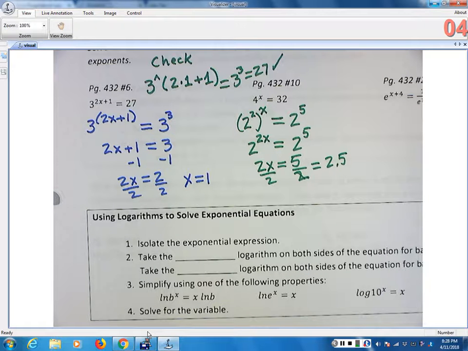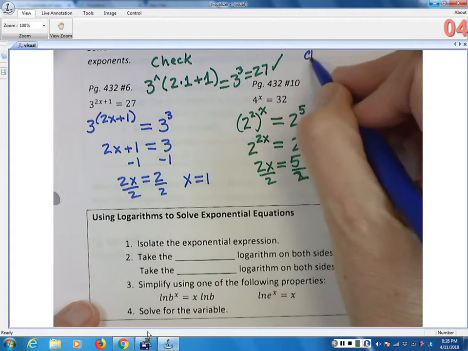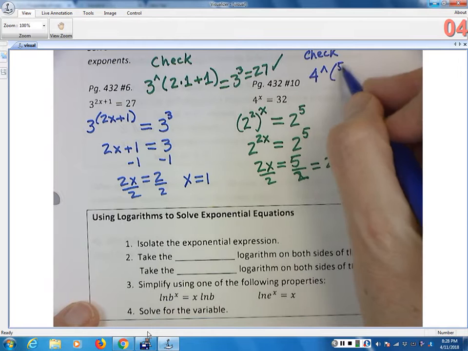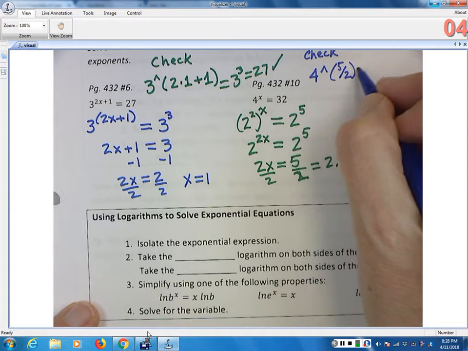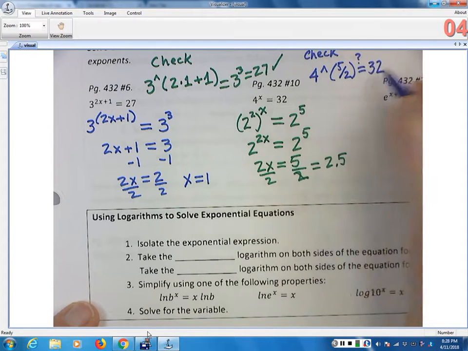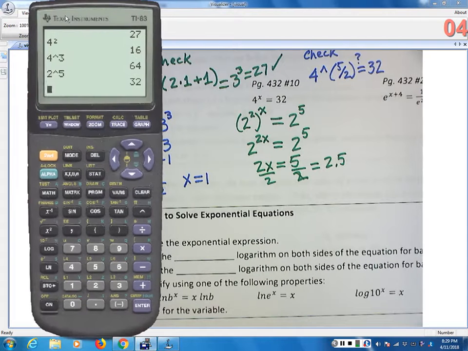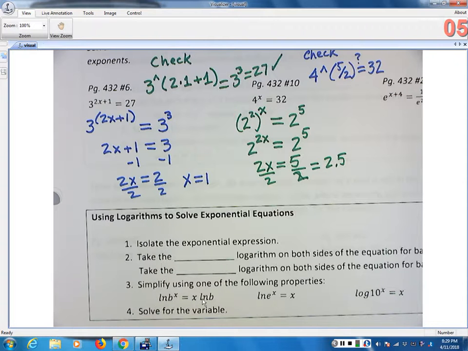Okay, we can check. Is 4 raised to the 5 halves, does that equal 32? Or 4 raised to the 2.5? You need parentheses if you're going to do 5 divided by 2. It is 32. Or 4 to the 2.5 is 32. So we checked.